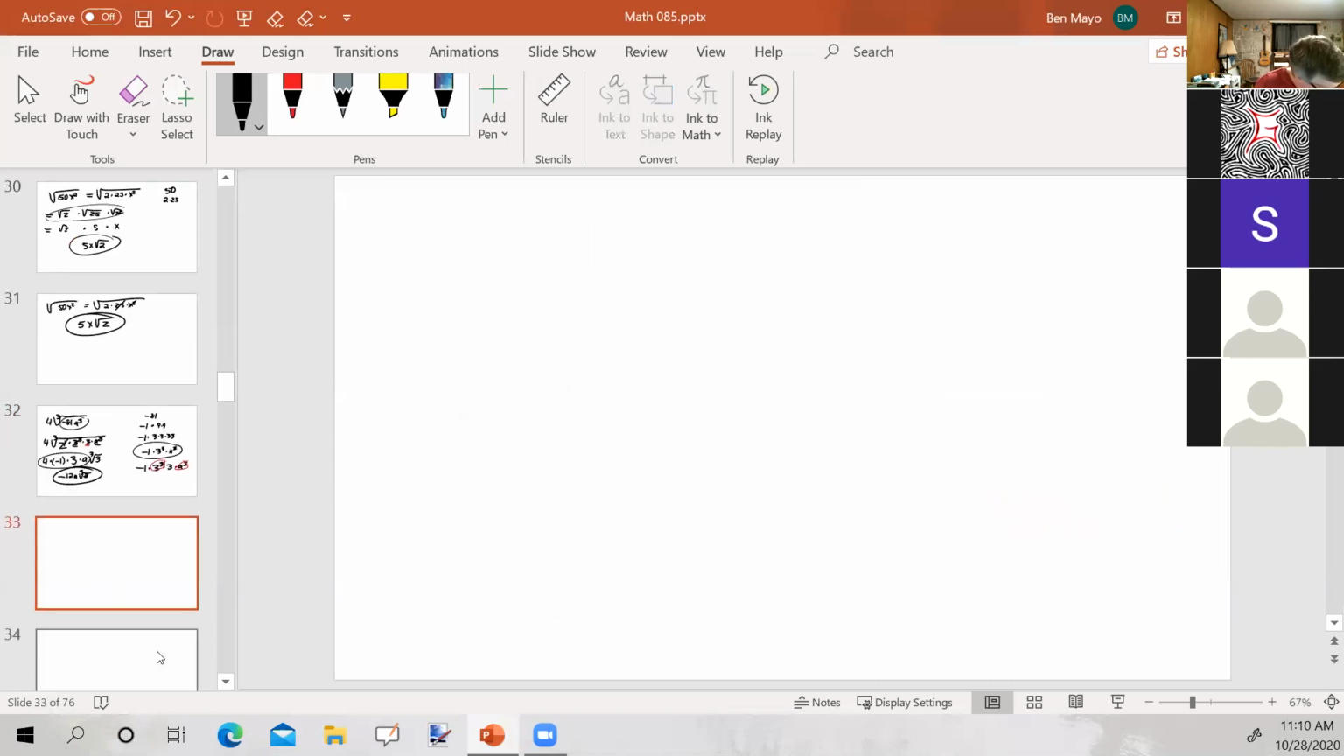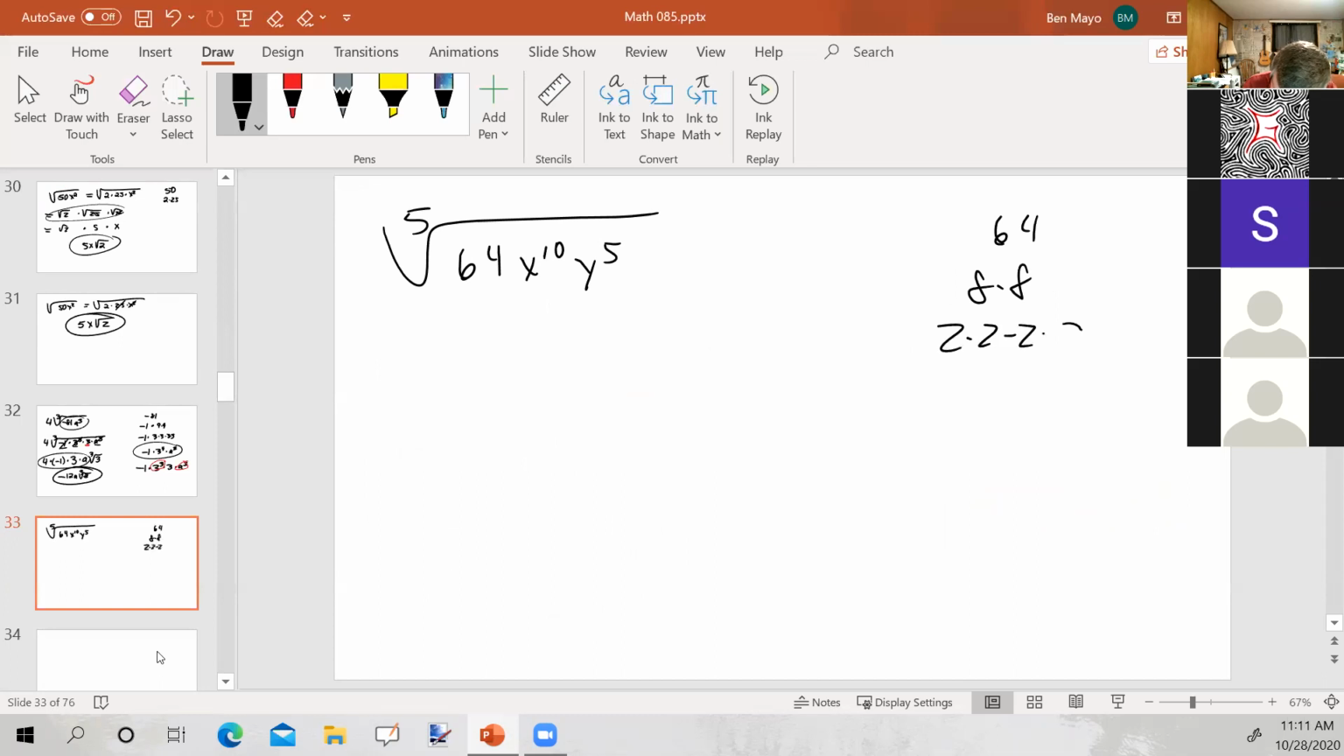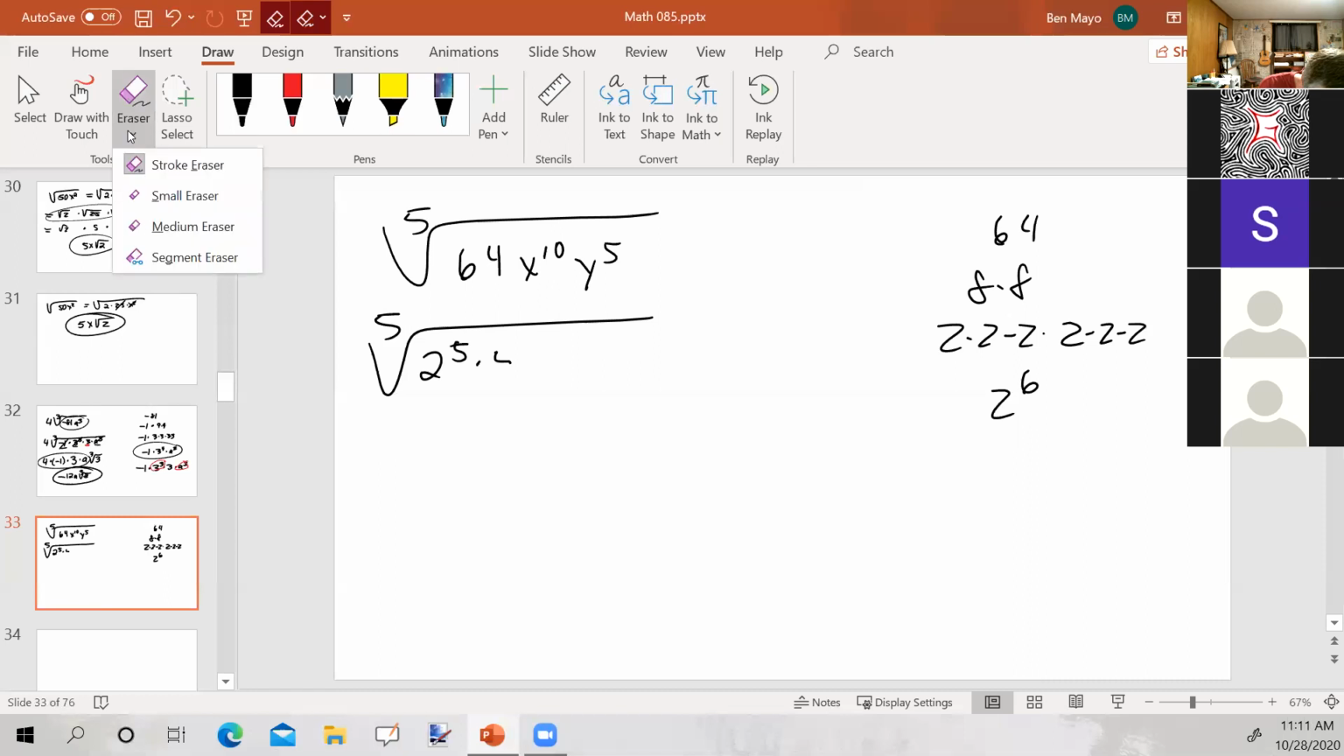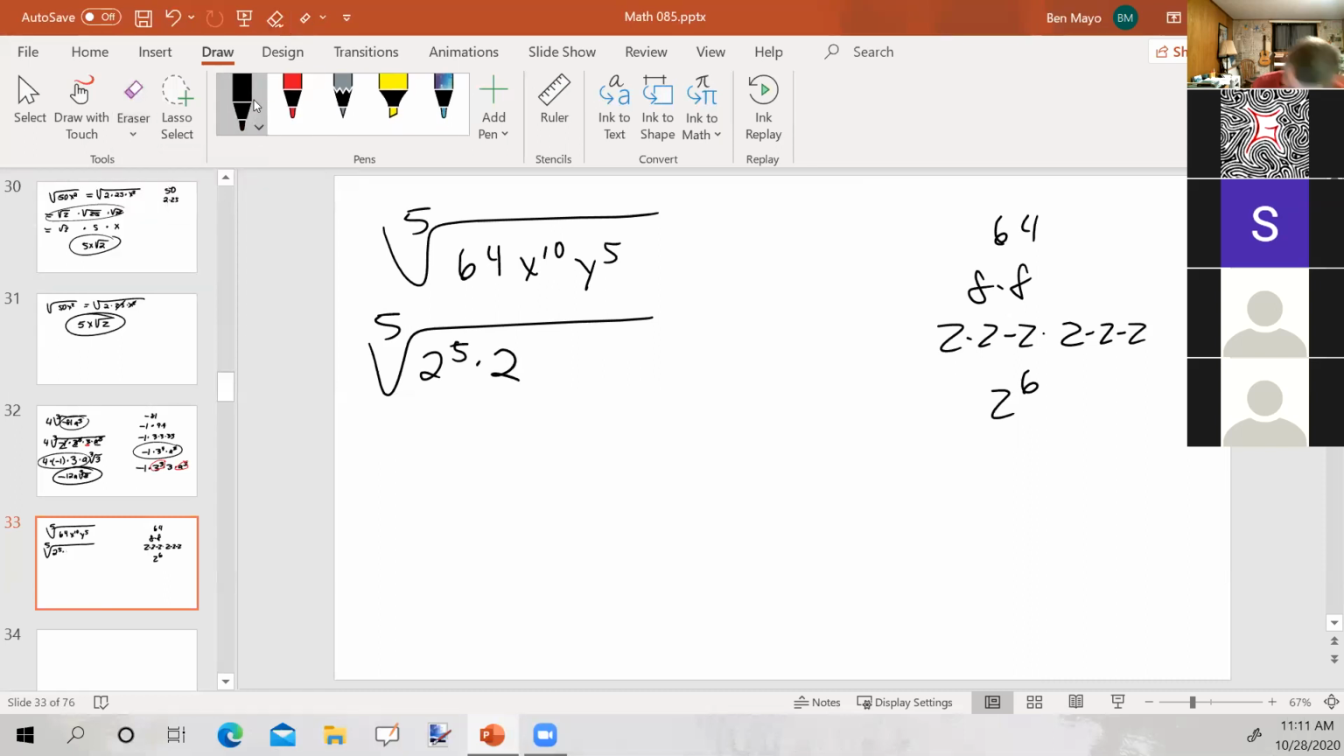Okay. Another example, the 5th root of 64x to the 10th, y to the 5th. 64 is 8 times 8 is 2 times 2 times 2 times 2 times 2 times 2, which is 2 to the 6th power. Okay. Now, I could rewrite this whole thing as 2 to the 5th power times 2. Why did I take this and split it up? Because I'm looking for 5th powers and leftovers, okay? And I could take x to the 10th and write it as x to the 5th times x to the 5th, and then y to the 5th. So I've got 5th powers and leftovers.